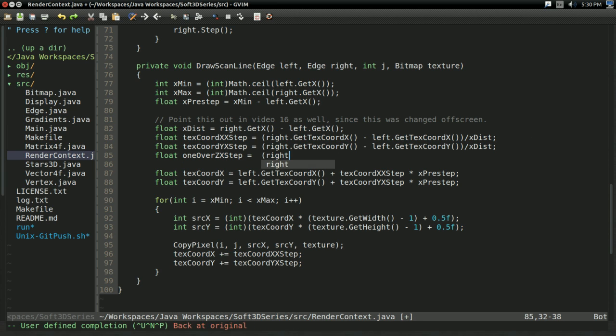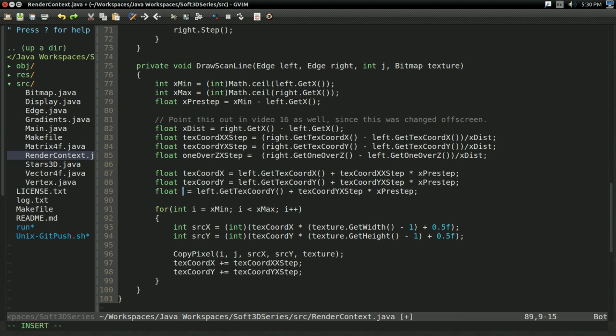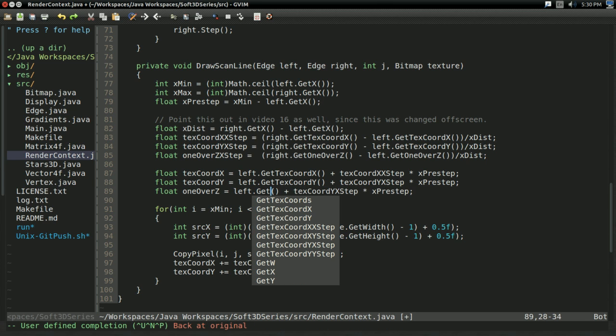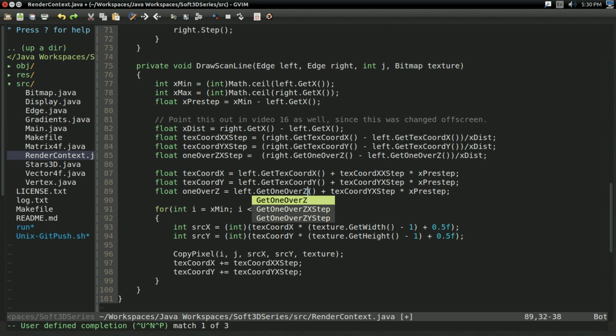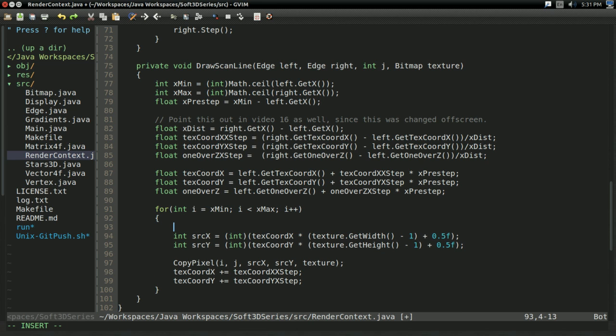And this is just going to be right.get 1 over z minus left.get 1 over z. Same calculation as before, over xdist. So we're recalculating here so that we have nice precise values. And our 1 over z value initially is going to be, well, similar. We're going to take get 1 over z, there we go. And we're going to add 1 over z step times x pre-step. So this is our initial 1 over z value.